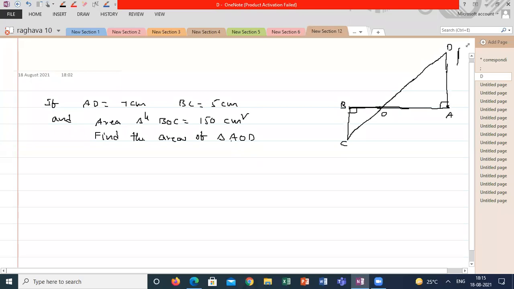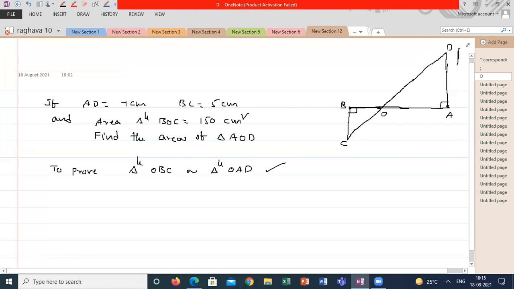This is a mixing of two questions. First, we have to prove, if I want to apply the area rule, that triangle OBC is similar to triangle OAD. If you are able to prove this, then I can apply the area rule. Otherwise, you have to use a different method, and a different method will not work here.